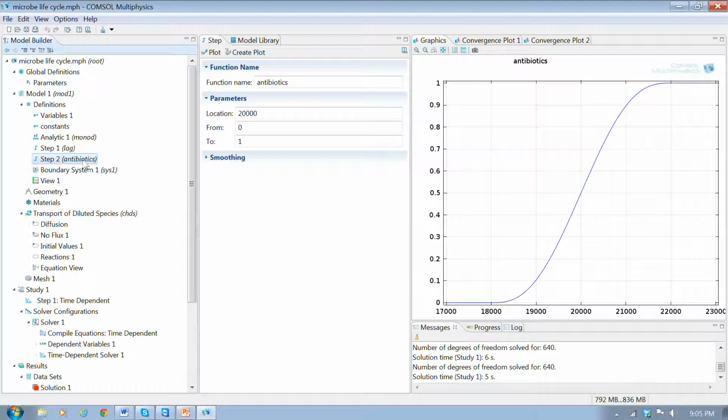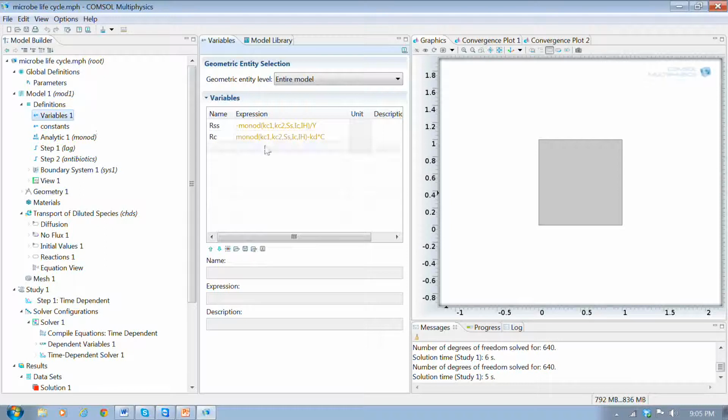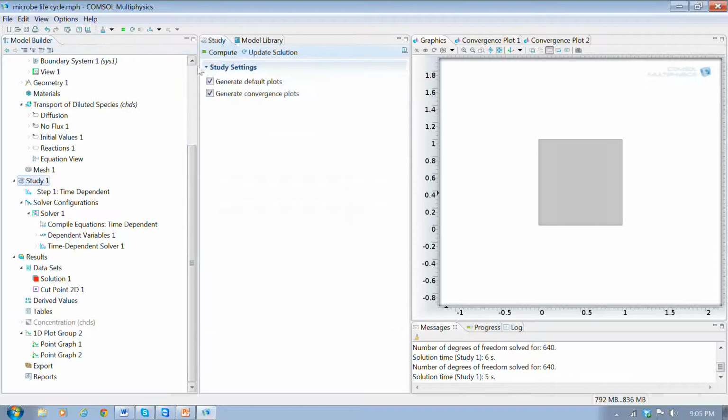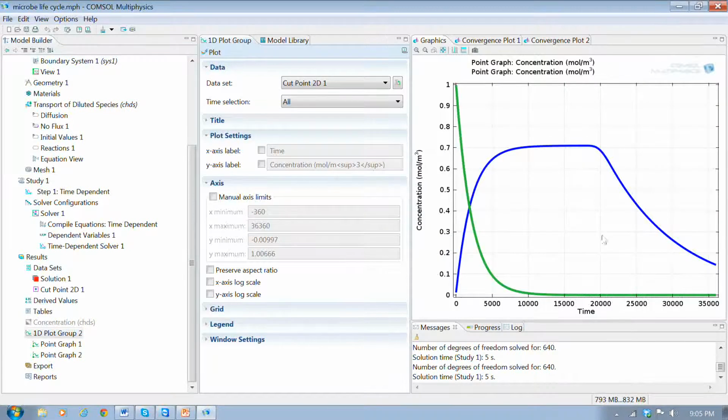So what I'll do now is take this step function that I called antibiotics, go up to variables, and here's where the death of the microbes is occurring. So I can multiply that by antibiotics, the function of time, and run that. Now the microbial population, the biomass, should increase and level out until the antibiotics kick in here at 20,000 seconds, and then it starts to drop off.